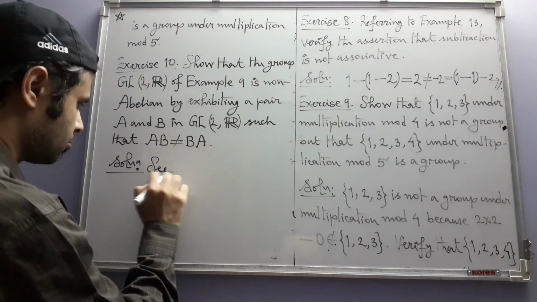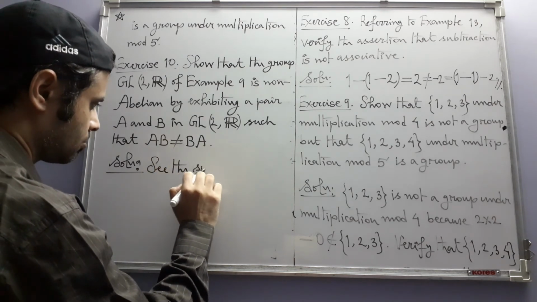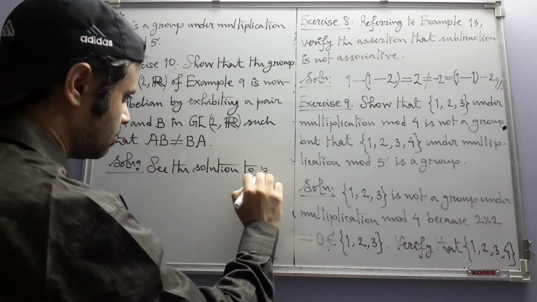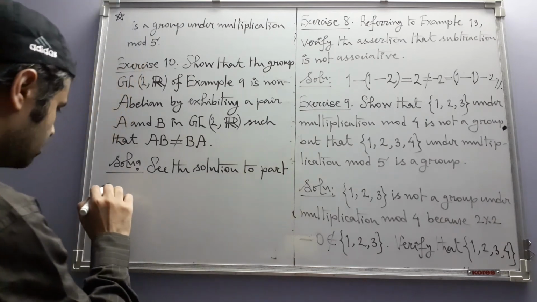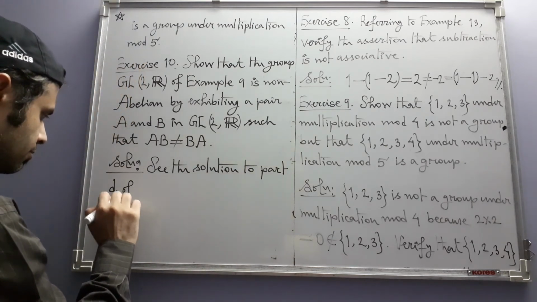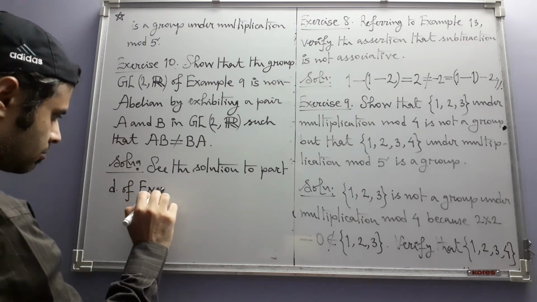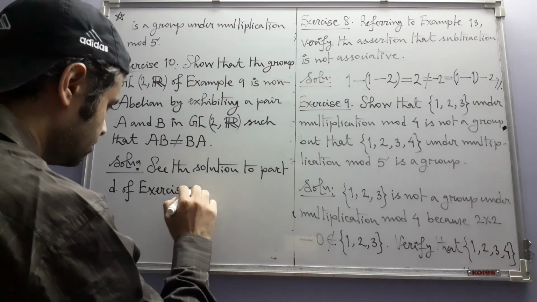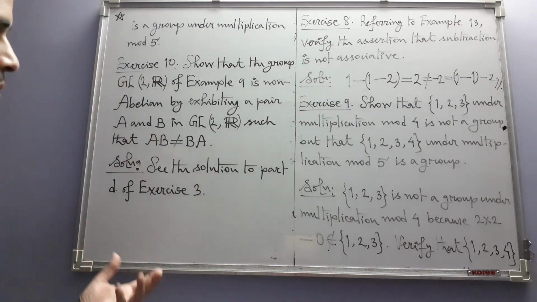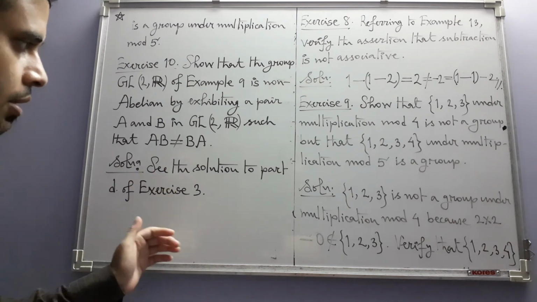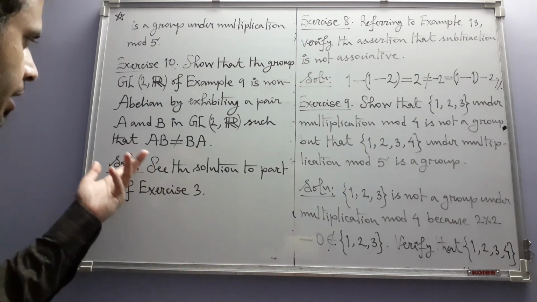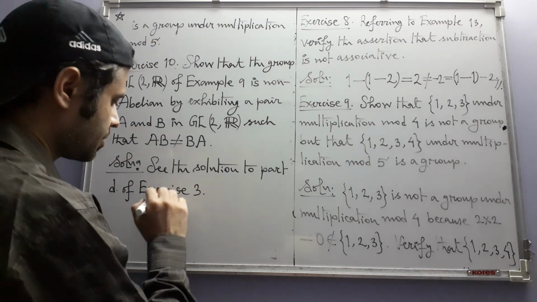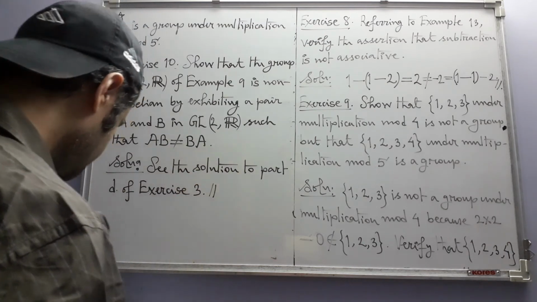C: the solution to part D of exercise 3. That is, you have to come up with two 2 by 2 matrices with real entries which do not commute, A and B, such that AB and BA are different matrices. We have already done it in exercise 3, so you can use those matrices.